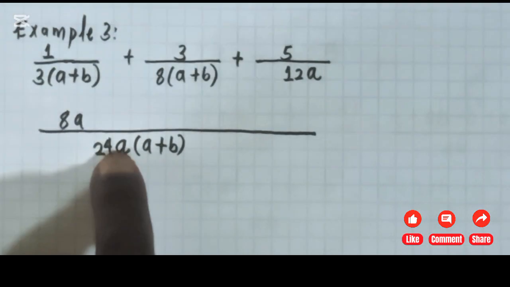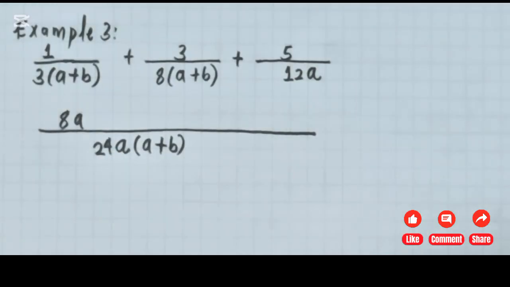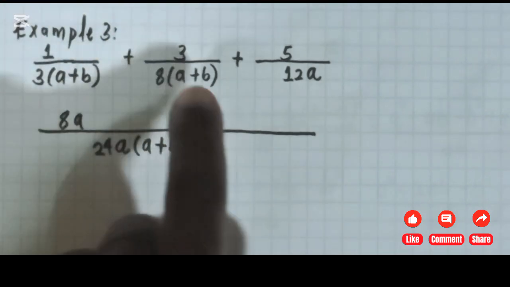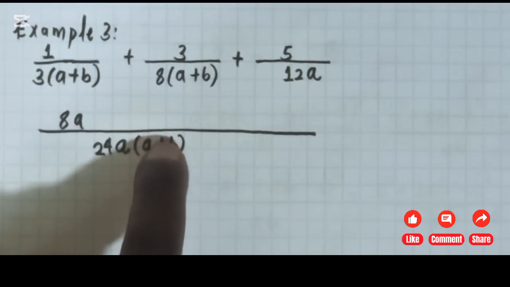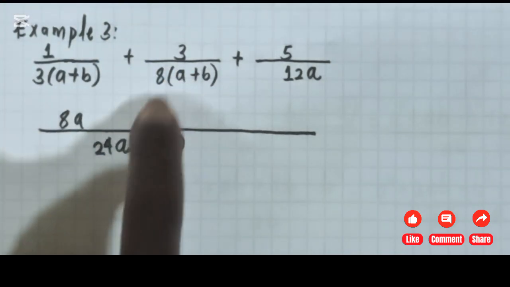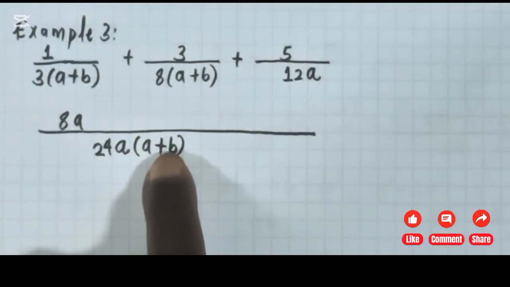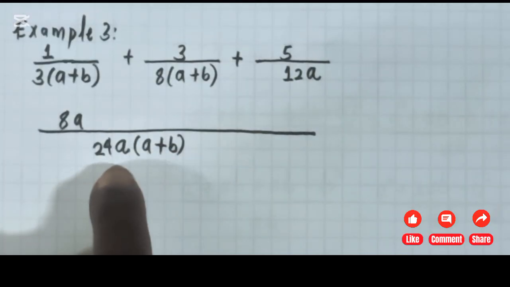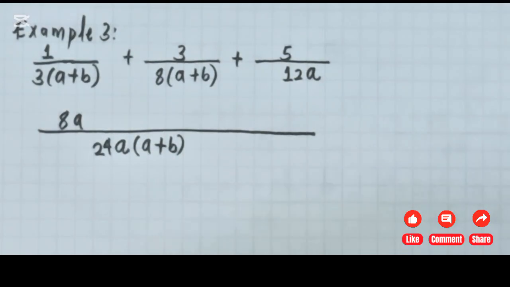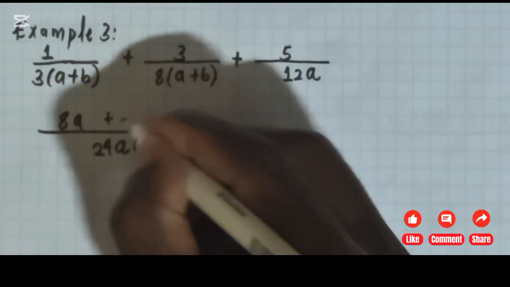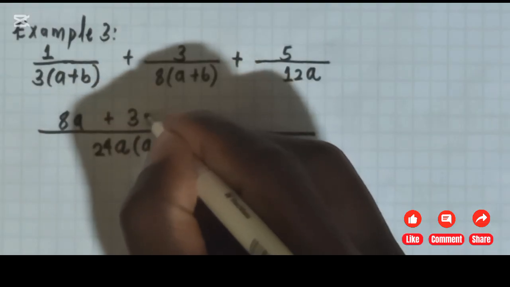We have 24a all over ab, 24a into ab all over 8, that is 8 into ab. So ab and ab will simplify each other out. Then we'll be left with 24a divided by 8. So that is going to be 3a.